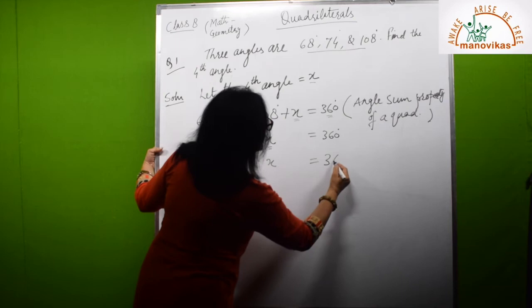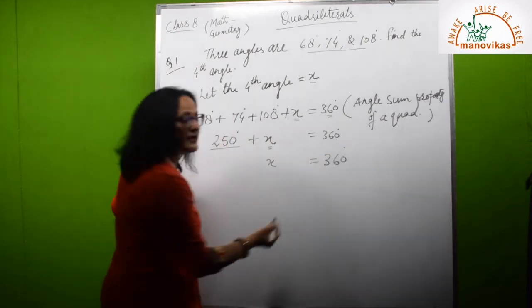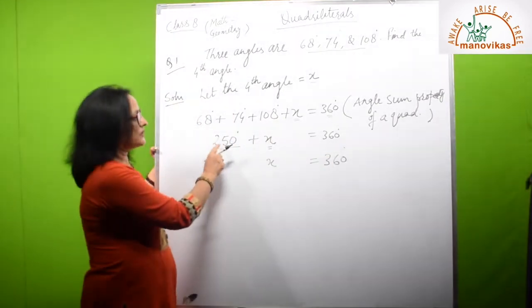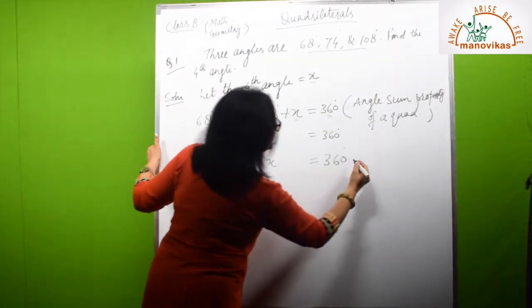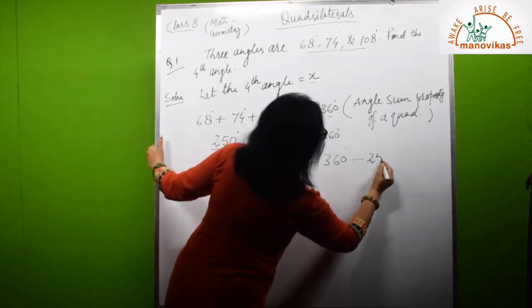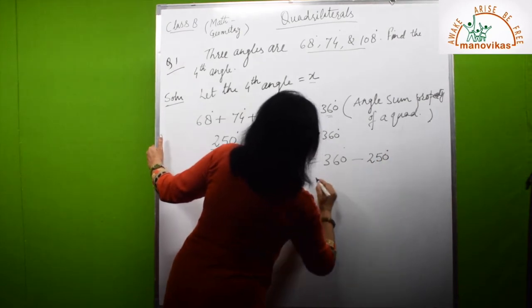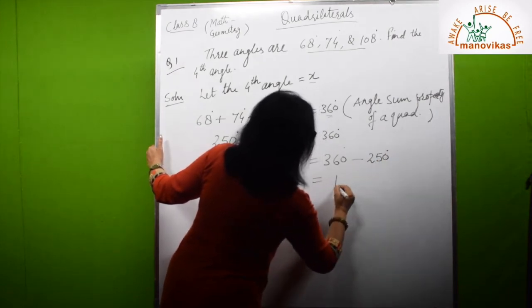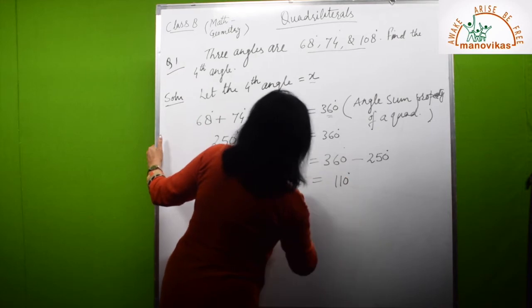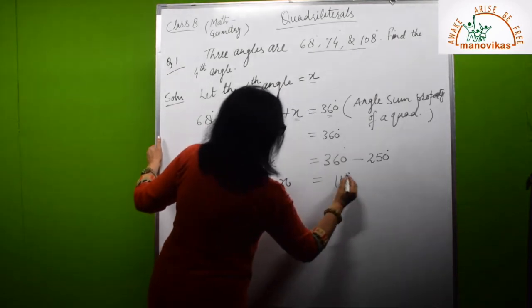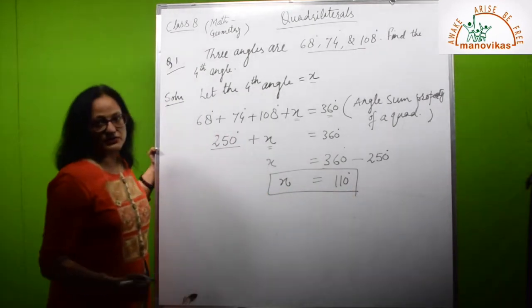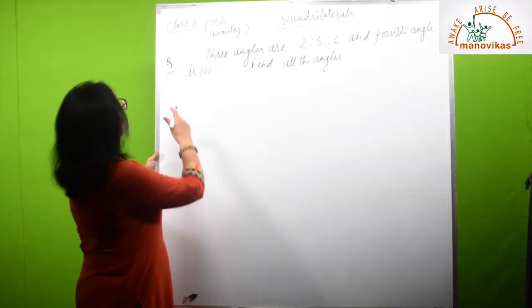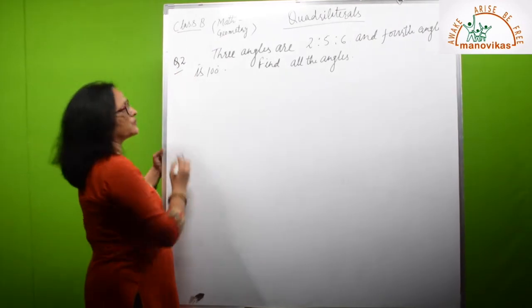First you will write the quantity which is already there on the right hand side. Then only you will write the transposed quantity. So the transposed number is 250. So here you will write minus 250 degrees. So 360 minus 250 is equal to 110. So your fourth angle is equal to 110 degrees. This is the answer.